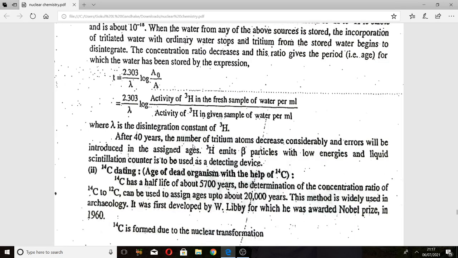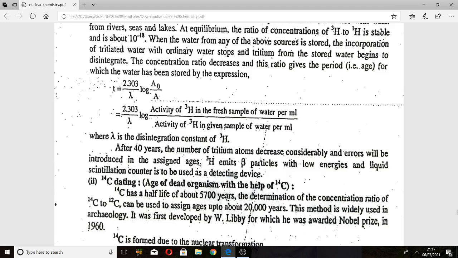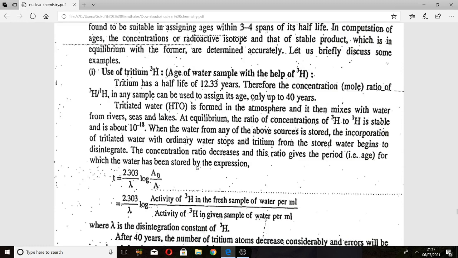After 40 years, the number of tritium atoms decreases considerably, and errors will be introduced in the assigned ages. Tritium emits beta particles with low energy, and this is measured by using a liquid scintillation counter as the detecting device. This is the use of tritium.